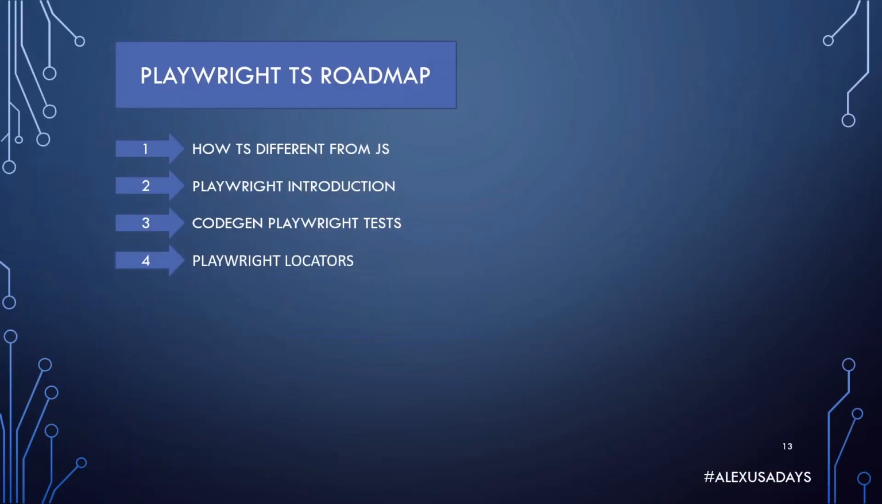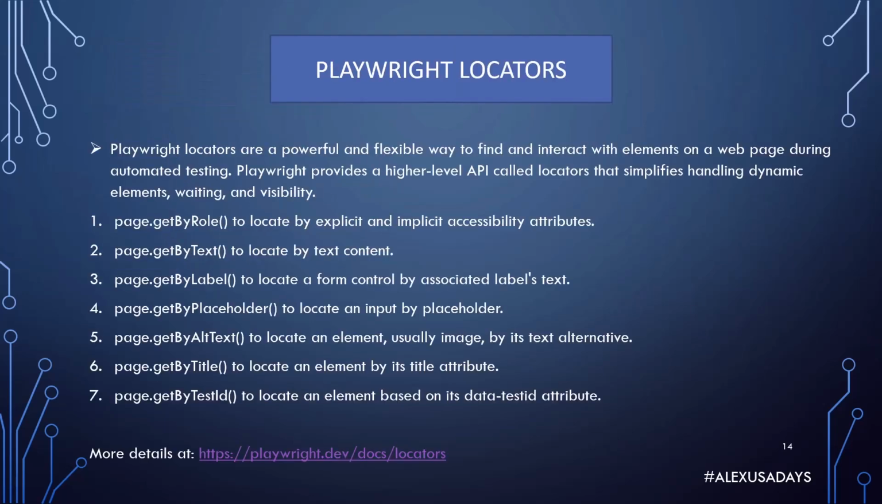And today we're in Module 4, and we're going to talk about Playwright Locators. So Playwright Locators are a powerful and flexible way to find and interact with elements on a web page during automated testing. Playwright provides a high-level API called Locators that simplifies handling dynamic elements, waiting, and visibility.